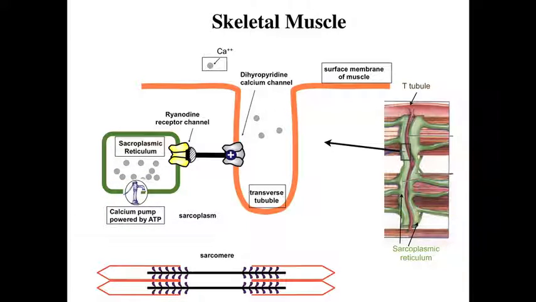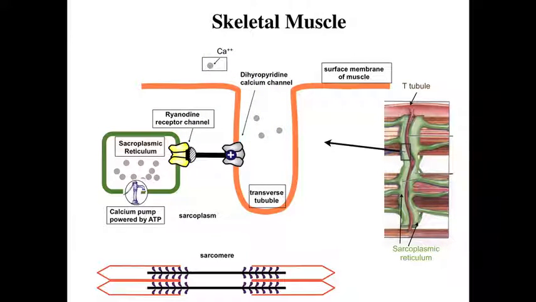The next is the calcium pump that's powered by ATP. The pump is a protein embedded in the membrane of the sarcoplasmic reticulum and operates to pump any calcium in the sarcoplasm, which is the cytoplasm of the muscle fiber, back into the sarcoplasmic reticulum.